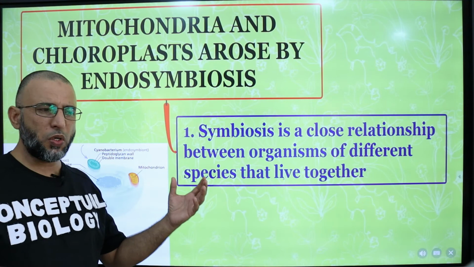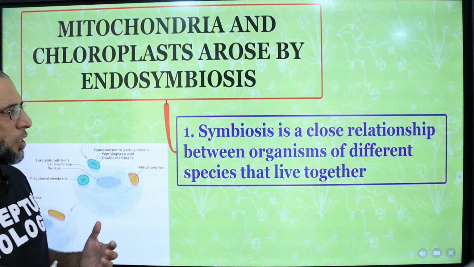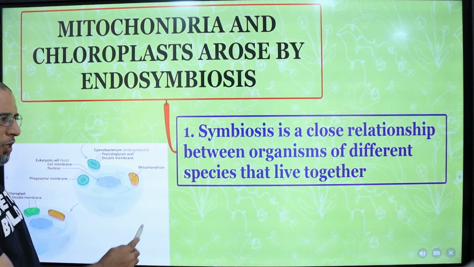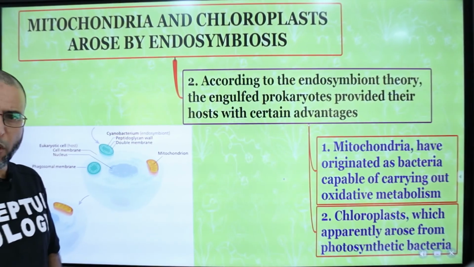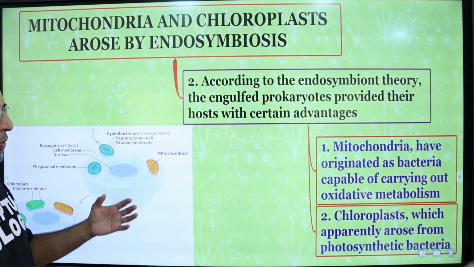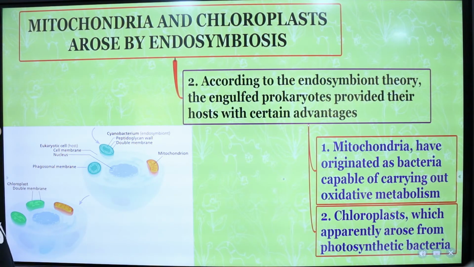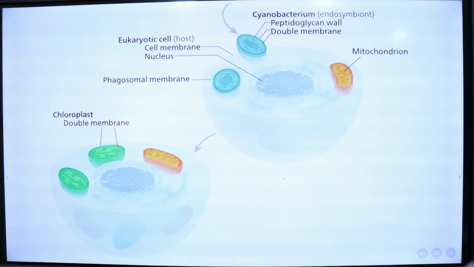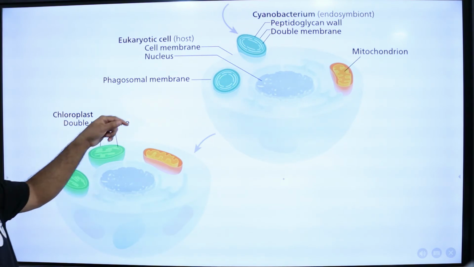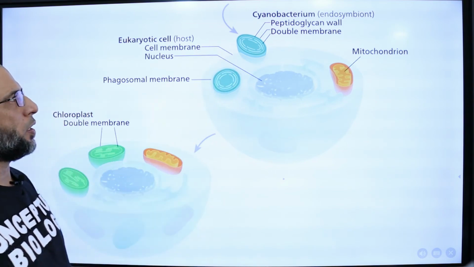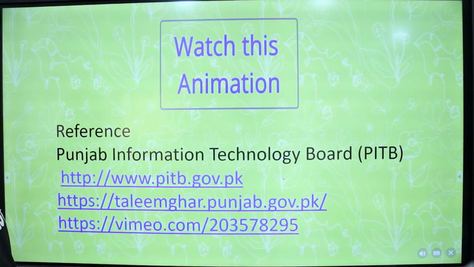Symbiosis is a close relationship between organisms of different species that live together. According to endosymbiont theory, chloroplast and mitochondria have evolved from bacteria. So this is a plant cell that has chloroplast, and chloroplast that is evolved from photosynthetic bacteria. Let's watch this animation.